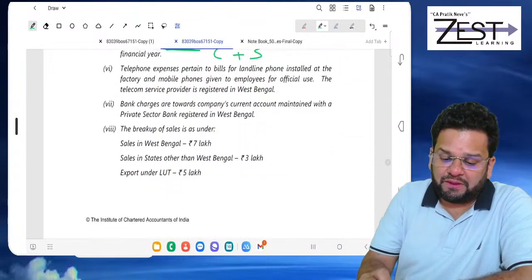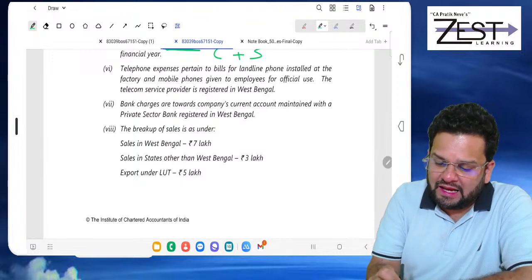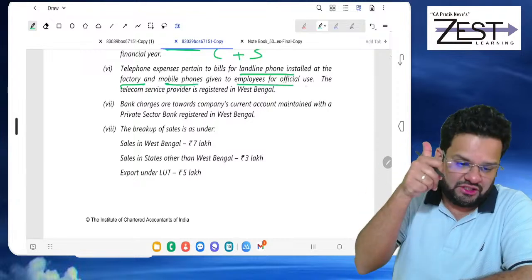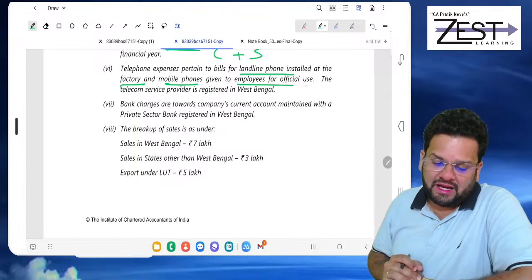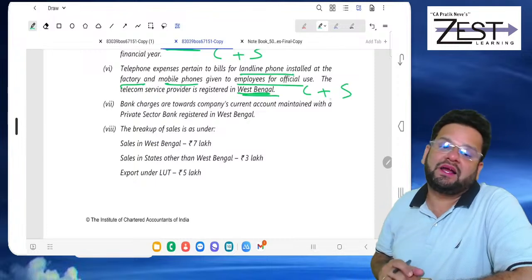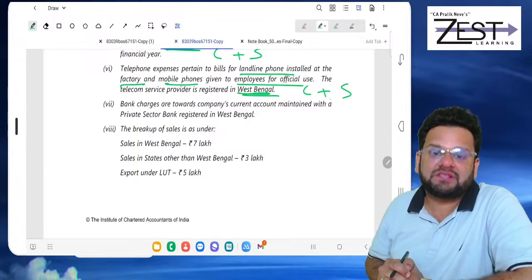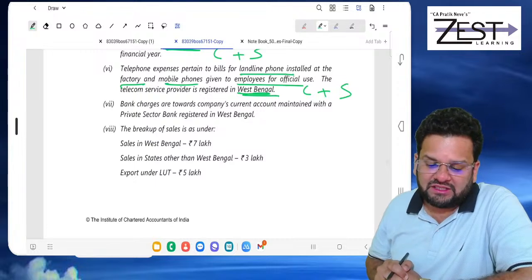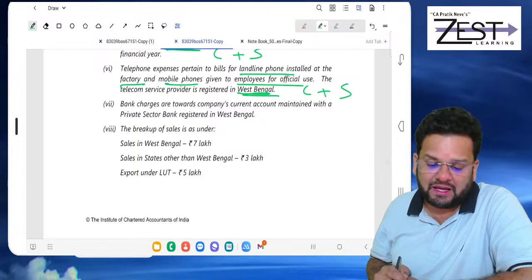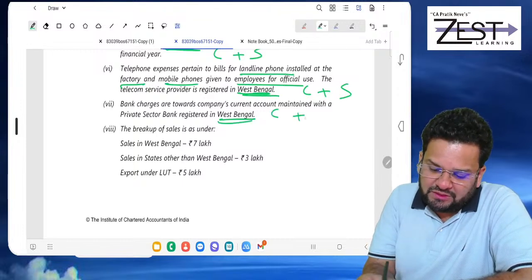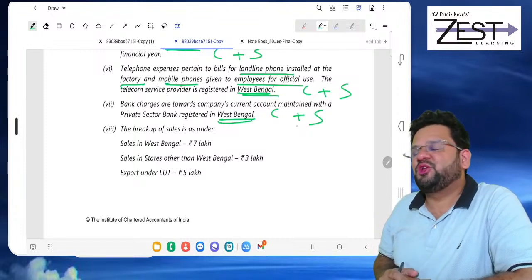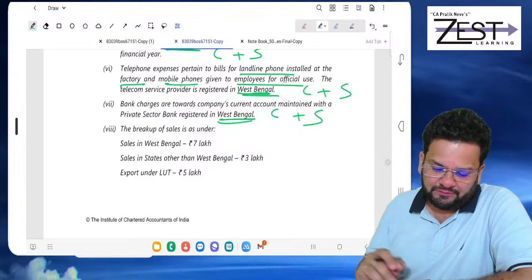Clear? Telephone expense pertain to bill paid for landline phone installed at factory and mobile phones given to employees for official use. So yes, you can take ITC. The telecom service provider is registered in West Bengal. So yes, CGST plus SGST. Bank charges are towards company's current account maintained with a private sector bank registered in West Bengal. So yes, CGST plus SGST on that bank charges. Clear? So not much complications of IGST.